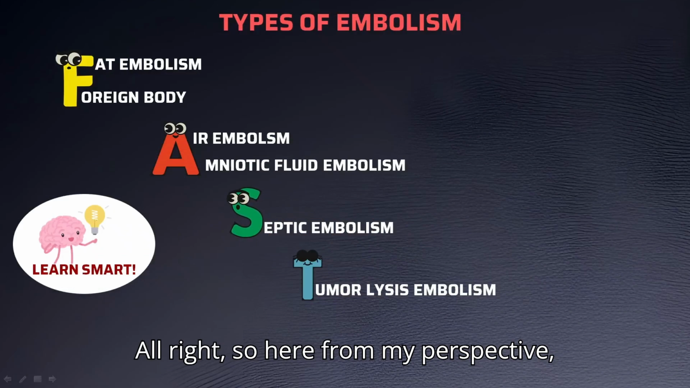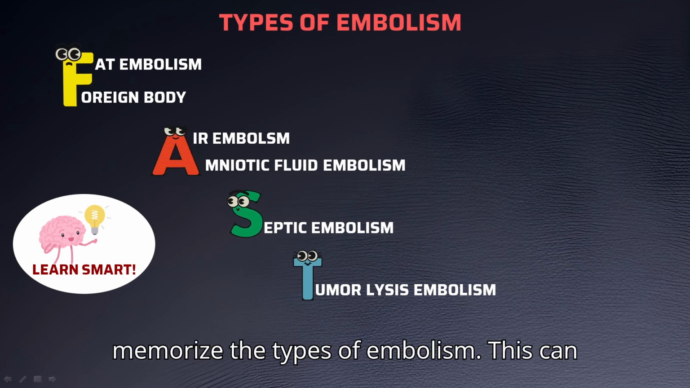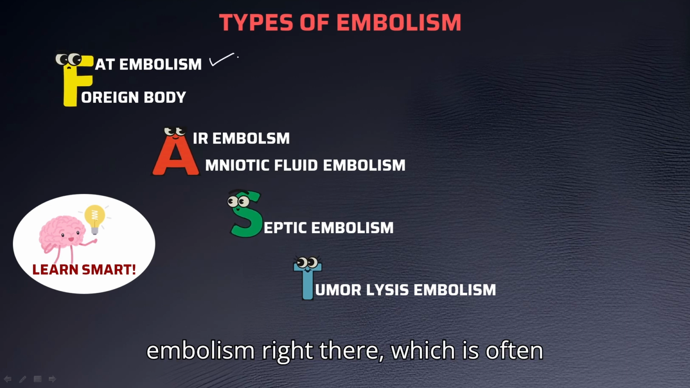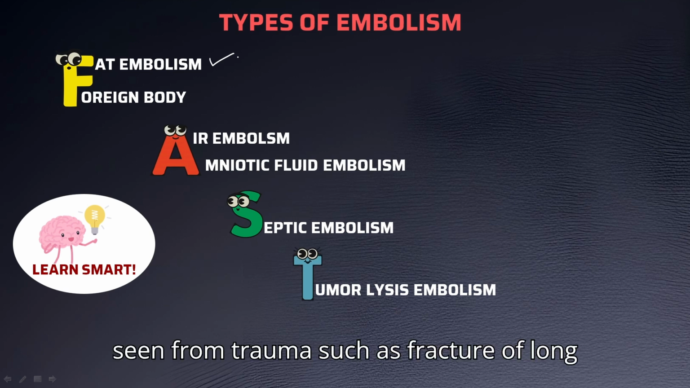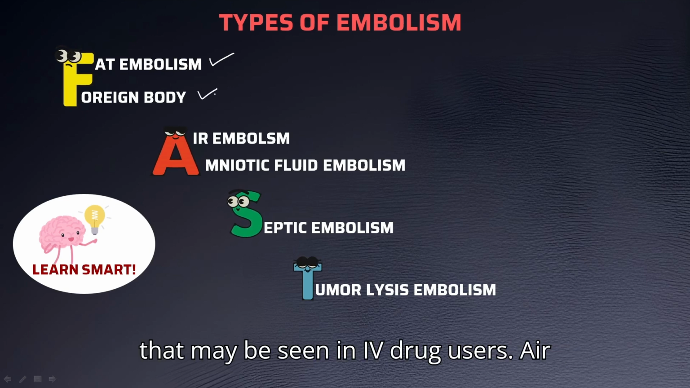All right, so here from my perspective, we are looking at a great medical mnemonic which I created to help you memorize the types of embolism. This can occur in various forms, including fat embolism, right there, which is often seen from trauma such as fracture of long bones. We also see foreign body embolism that may be seen in IV drug users.